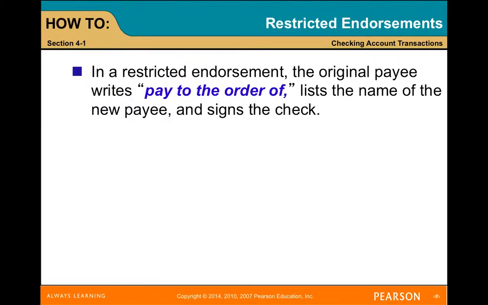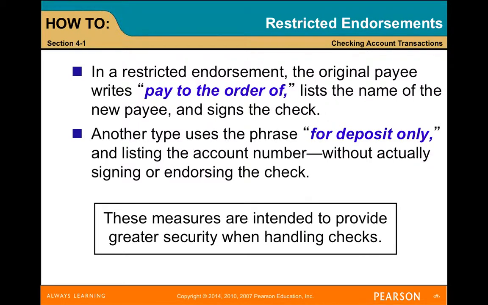Restricted endorsements. In a restricted endorsement, the original payee writes, "Pay to the order of," lists the name of the new payee, and signs the check. Another type uses the phrase "for deposit only" and lists the account number without actually signing or endorsing the check. These measures are intended to provide greater security when handling checks.